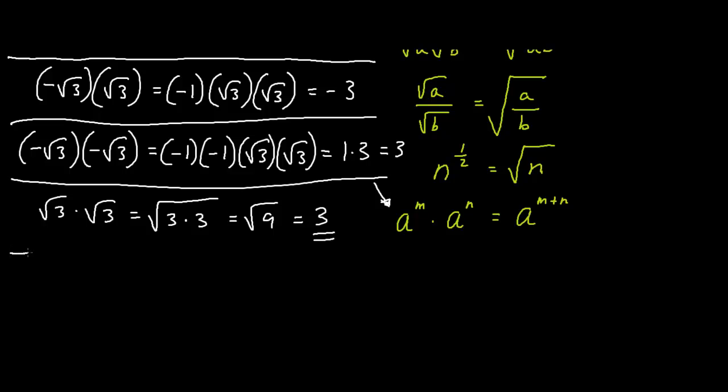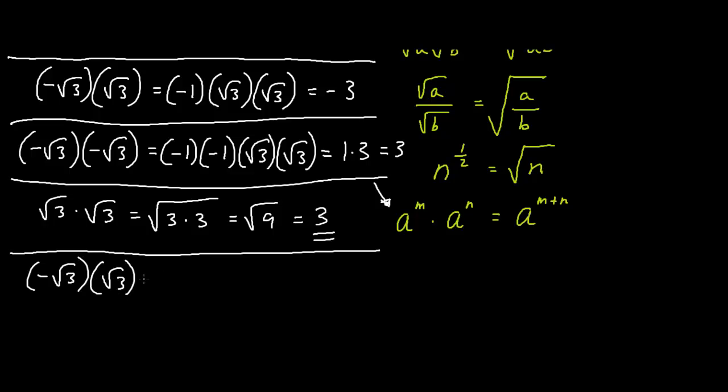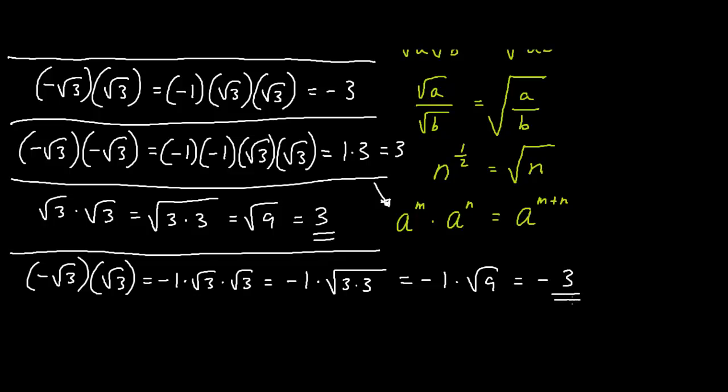What about minus root 3 multiplied by root 3? Well, this can be minus 1 multiplied by root 3 multiplied by root 3, which is equal to minus 1 times root 3 multiplied by 3, which is minus 1 times root 9, which is minus 3.